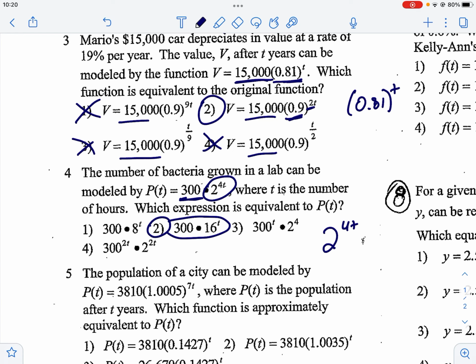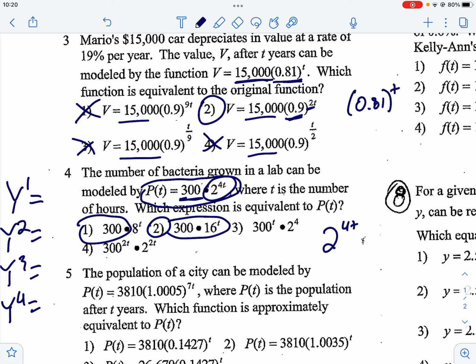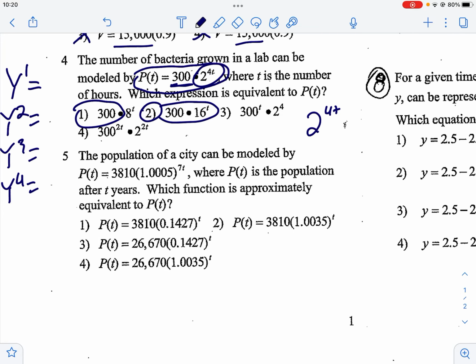Another way that you can do problems like number 4 is maybe putting P of t, this first equation, into y1 on your calculator, and then checking the table. You can then enter each of these into other parts of your graphing calculator like y2, y3, and y4, and compare it to the table and see if they're equivalent or the same.